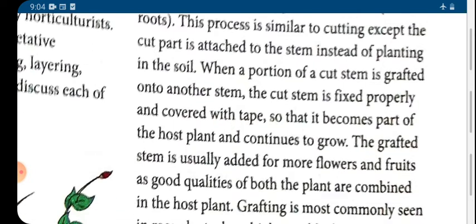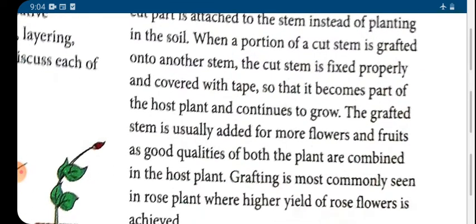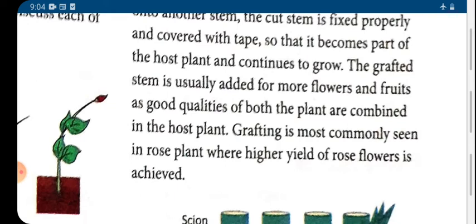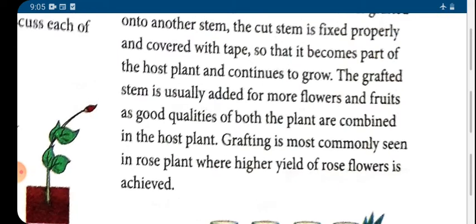When a portion of cut stem is grafted on another stem, the cut stem is fixed properly with the help of tape, so that it becomes a part of the host plant. It gets nourishment from the host plant and continues to grow. The grafted stem is usually added for more flowers and fruits, as good qualities of both plants are combined in the host plant. So the young ones which grow after this process have the qualities of both plants.